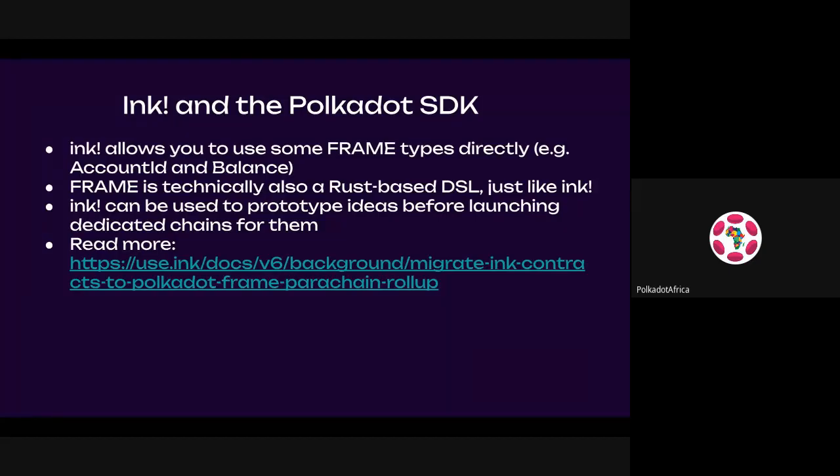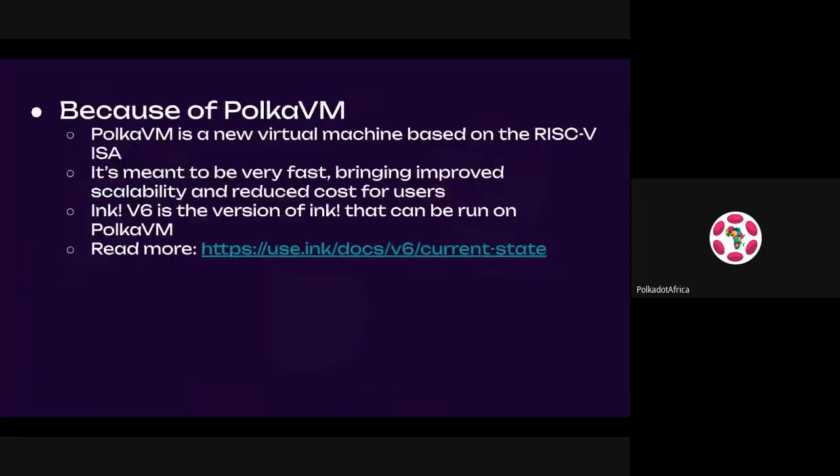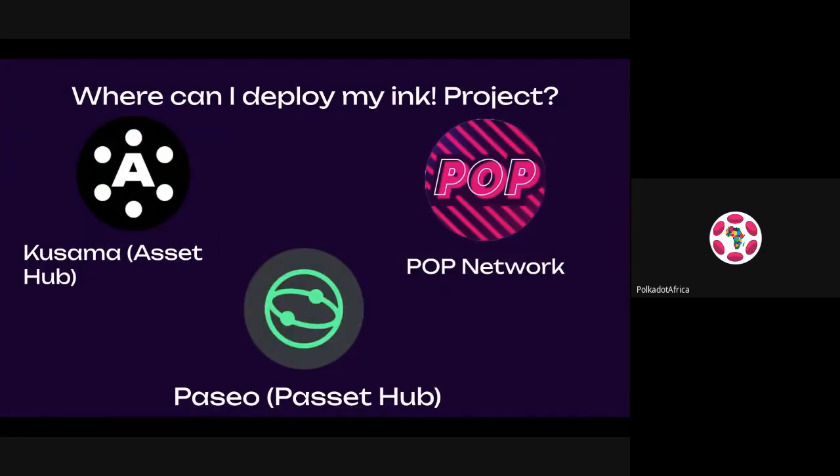Okay, so let me just go up a bit. I was talking about where you can deploy your ink projects, right? If you are using previous versions of ink, like V5, there are many more chains you can deploy your ink project on, such as LF0. But if you are using ink V6 currently, these are the chains you can deploy on.